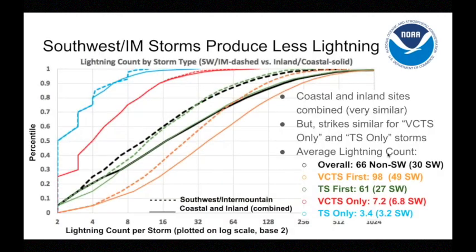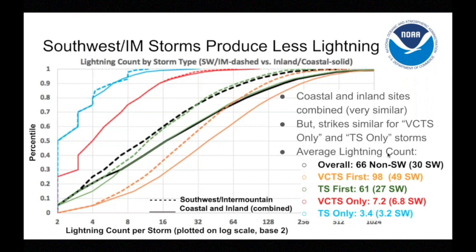Okay, so here we're going to talk about the lightning counts. The lightning count is by storm type. The Southwest and Intermountain regions are dashed, and the inland and coastal is combined into one, and it's solid. We combined the inland and coastal because they were very similar. As you can see, they were about as similar as the VCTS only and TS only, so the red and blue lines are even between Southwest Intermountain and inland and coastal combined.